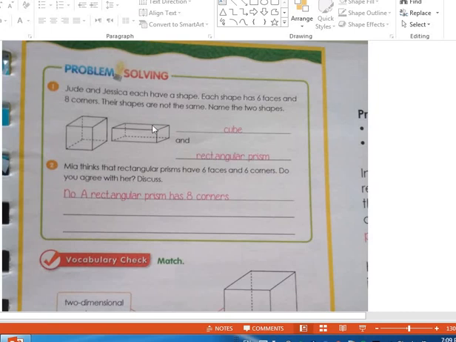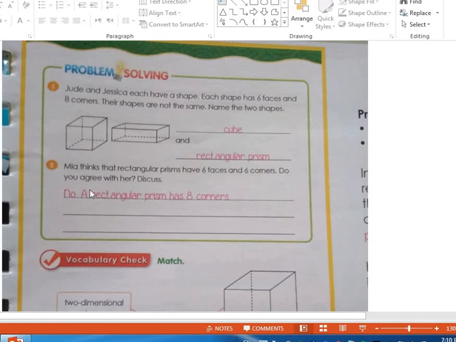Okay, because both of them have the same number of corners and the same number of faces, right? But do you know something before going to the other example? They differ in what? In the shape of the face. The face here is in a rectangular shape, and the face of the cube is in the shape of what? The face here is in the shape of a square, right?